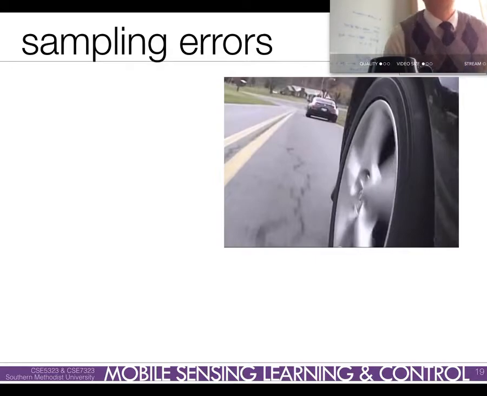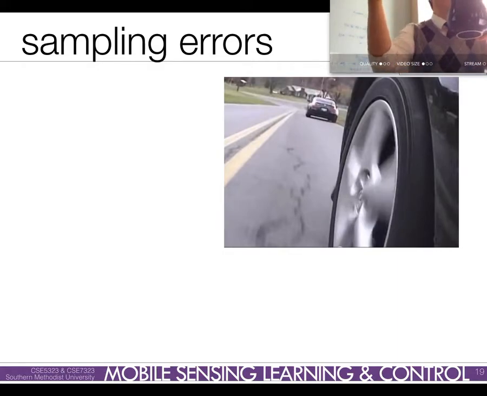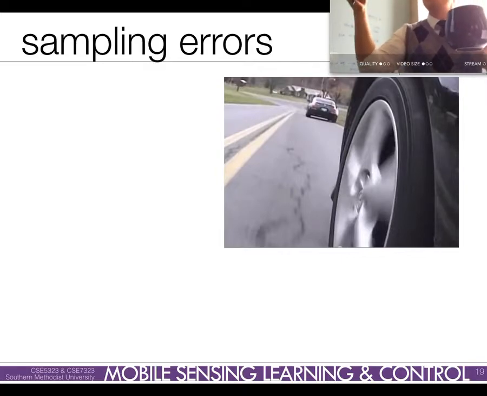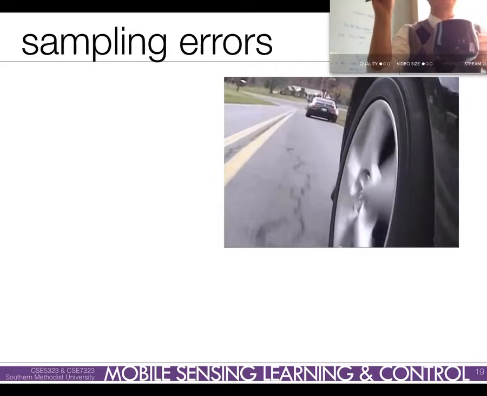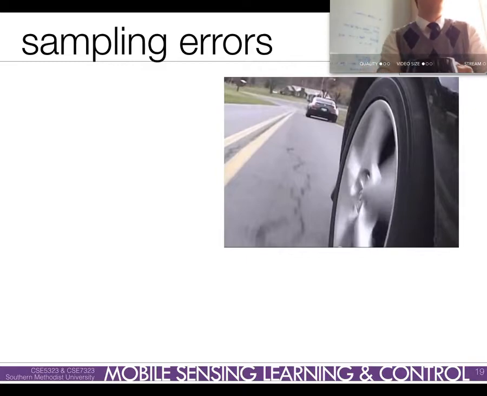Sampling errors. Okay. So, the sampling errors that we had for audio were what? Aliasing, right? We had high frequencies that aliased back down as low frequencies if we didn't cut them out. With images, specifically with video, we're going to have to worry about two types of quantization. All right? What's the first?